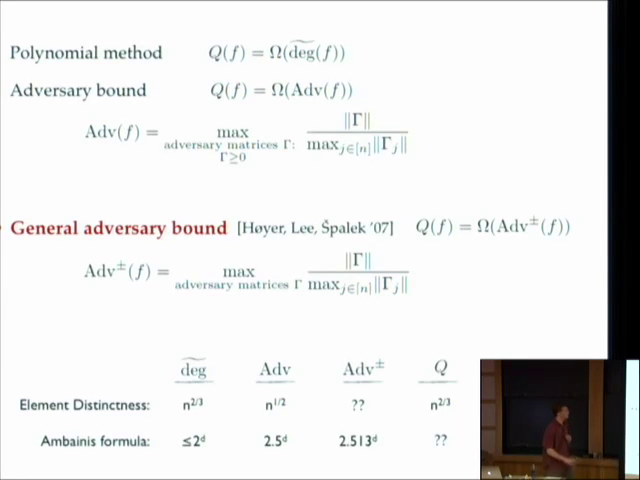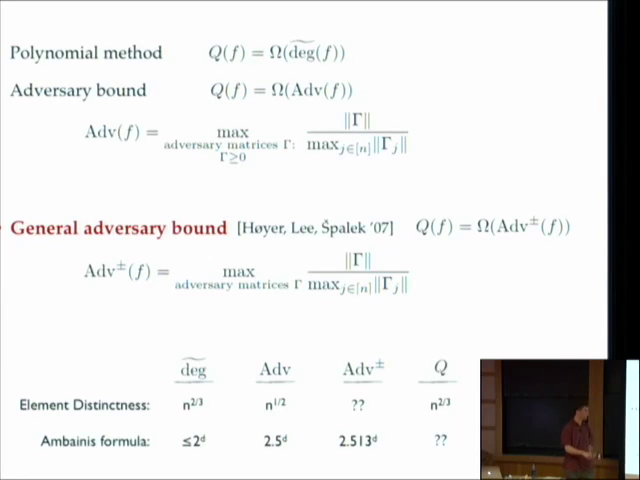It's exactly the same SDP, except it doesn't have the condition that the matrix be entry-wise non-negative. So the entries can be positive or negative. And it's still a lower bound on the quantum query complexity. So what's known about this? Well, it can be better than the adversary bound. For the Ambainis formula, it's 2.51 to the d instead of 2.5. It's not known what it is for the element distinctness problem.